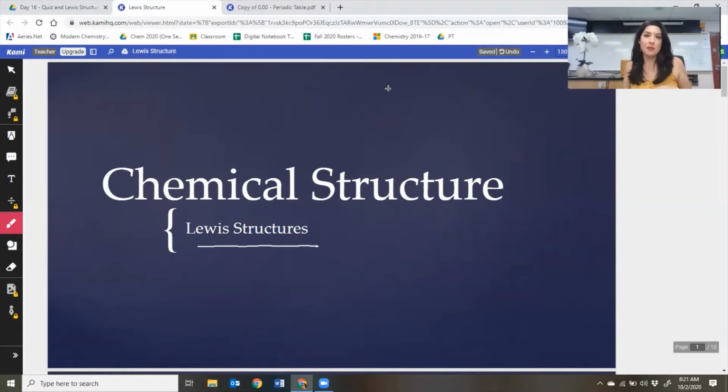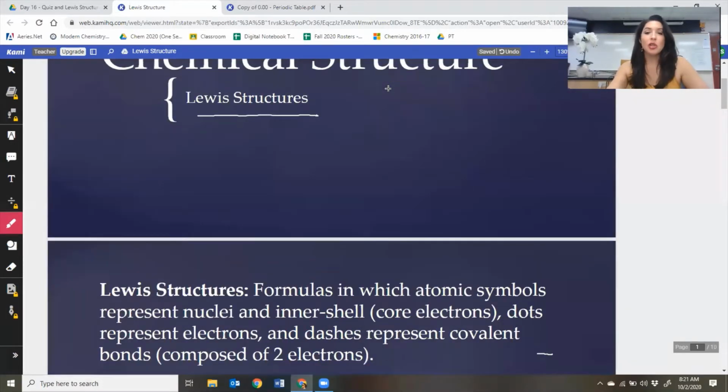So there's a couple of steps to drawing an accurate Lewis structure, and first we're going to define exactly what that is. A Lewis structure is a formula in which your atomic symbols represent nuclei. For example, if you were drawing carbon, you would draw a C, because carbon is its element symbol on the periodic table. That represents the nucleus of carbon and all of its inner shell electrons, its core electrons. Then we use dots to represent the valence electrons and dashes to represent bonds.